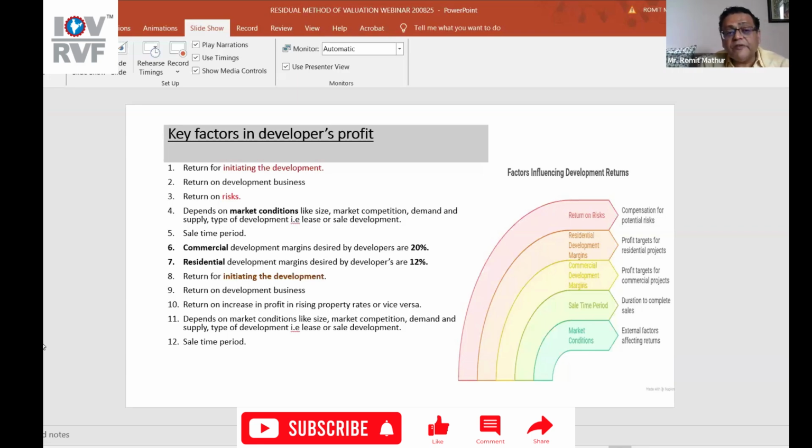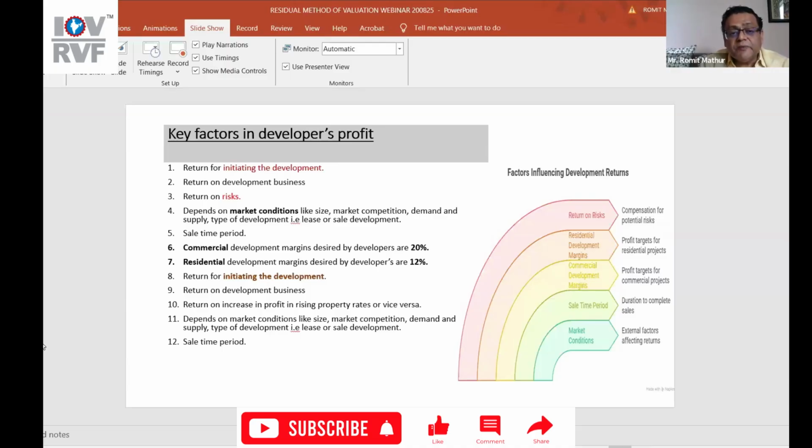Sale time period, point number 5. The commercial development margin desired by developer is 20%, higher risk. The residential development margin desired by developer is 12%. These are the very basic minimum values that I have written.